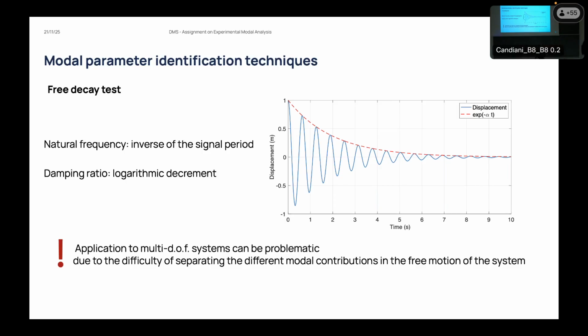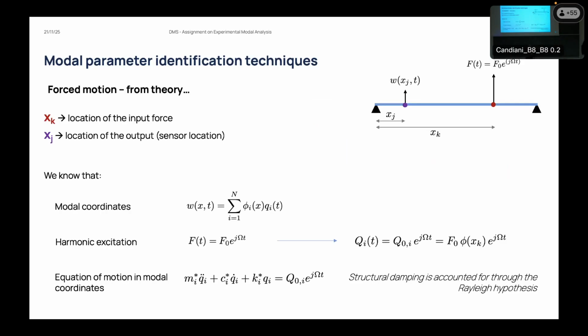So we need to move ahead and rely on the forced motion of a system. To do that, we will just briefly recall some of the formulas that are behind the modal approach, just to be clear about the possibility to retrieve the modal information from the forced motion of a certain structure. So let's suppose that we refer to a very simple case, that is the simply supported beam.